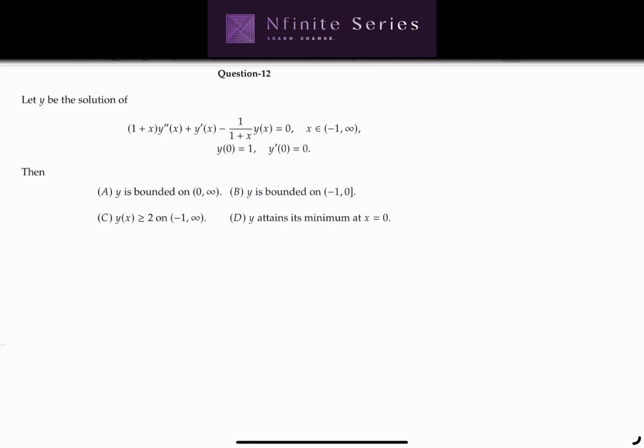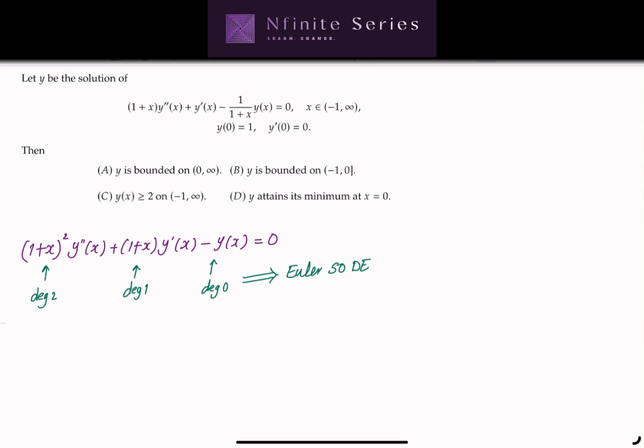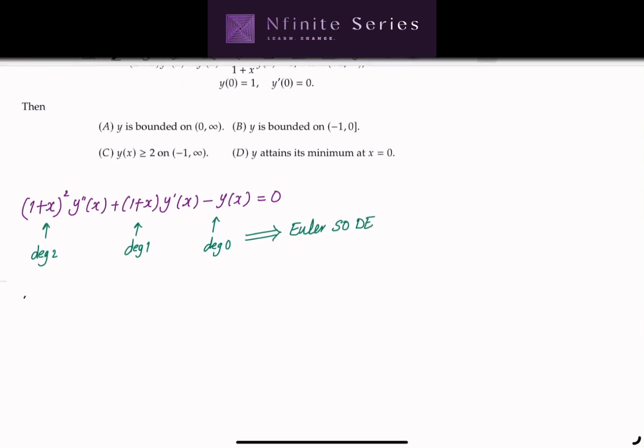But in this case, we are in luck because this is a special kind of differential equation that we will see in a moment. Now, let us rewrite the differential equation by multiplying the entire equation by 1 plus x. So what we get is this. Now we can see that the coefficients are polynomials whose degrees match with the order of the derivative of y. This is a special kind of differential equation. It is known as Euler's second order differential equation. And there is a nice trick to solve such differential equations.